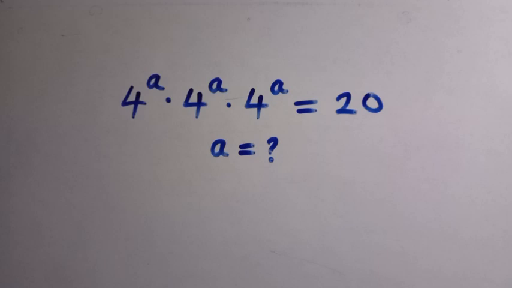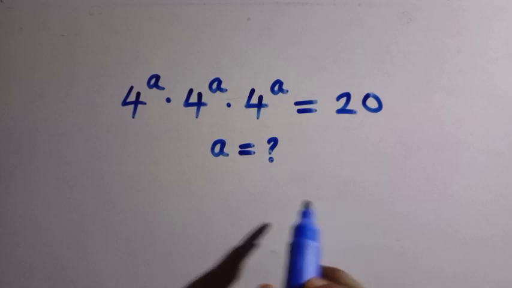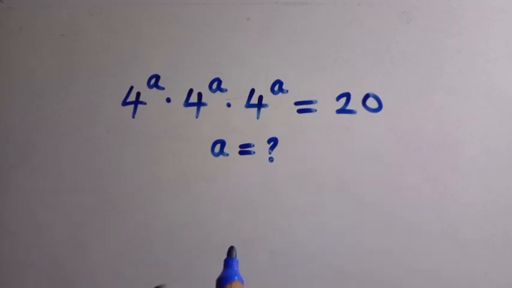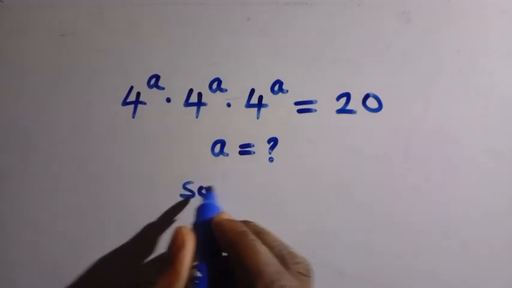How to solve these nice exponential equations? We are given 4 power a multiplied by 4 power a multiplied by 4 power a equals 20. So we want to find a in this problem. So let's see the solution from here.